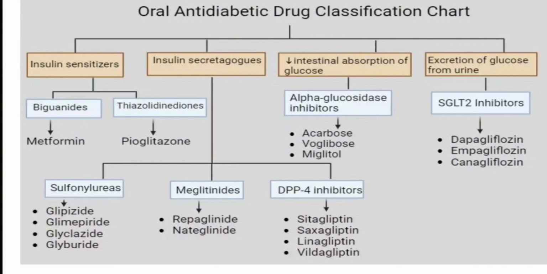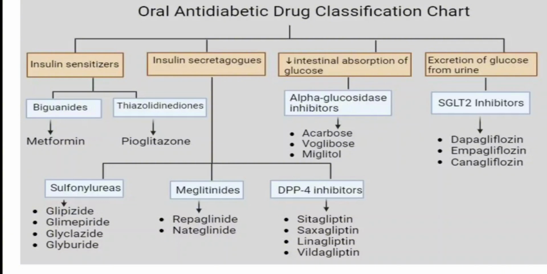An example is pioglitazone. Then insulin secretagogues: we've got sulfonylureas that include glipizide, glimepiride, gliclazide, and glyburide. Meglitinides include repaglinide, nateglinide, and dipeptidyl peptidase 4 inhibitors, which include sitagliptin, saxagliptin, linagliptin, vildagliptin.